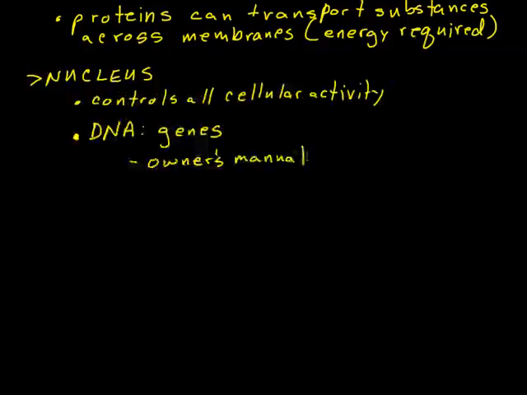If a cell is primarily responsible for photosynthesizing and producing sugars, well, then it's going to be reading the sections of that owner's manual and acting out the sections of that owner's manual that entail how to make sugars. In other words, how to perform photosynthesis.